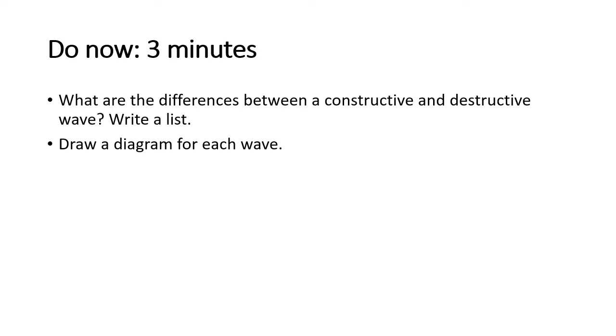You've got a 3-minute speed challenge here. What are the differences between a constructive and destructive wave? Write a list, just a series of bullet points. Keep it as simple as you can. And then if you have time, draw a diagram for each wave. Keep them simple, keep them quick. You've got 3 minutes. That's 1.5 minutes per wave. Good luck. Your time starts now.